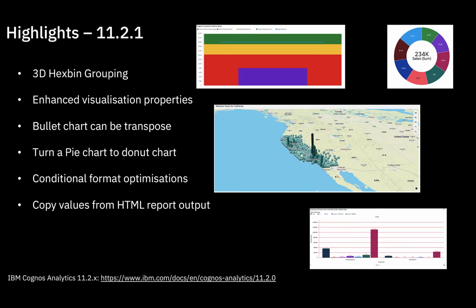Furthermore, since the 30th of September, 11.2.1 was made available to download and use. The main change in this new release is our rebranding to IBM Cognos Analytics with Watson. Additionally, we did what we always do, and this was to improve the product itself.